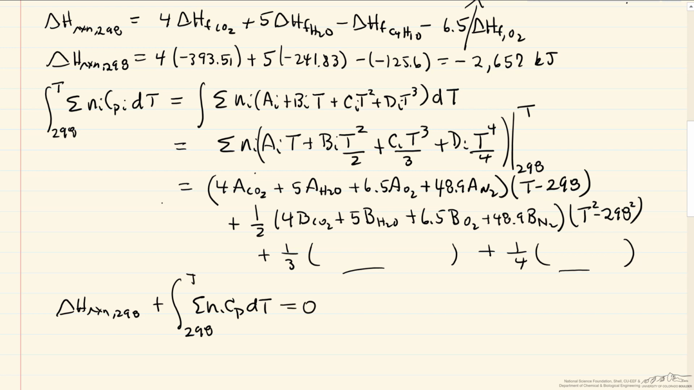And I'm going to use a spreadsheet because now we have a polynomial, with temperature unknown to the 4th power. It's easiest to use Solver in a spreadsheet. When I do that, I end up with an adiabatic flame temperature of 1510 Kelvin.